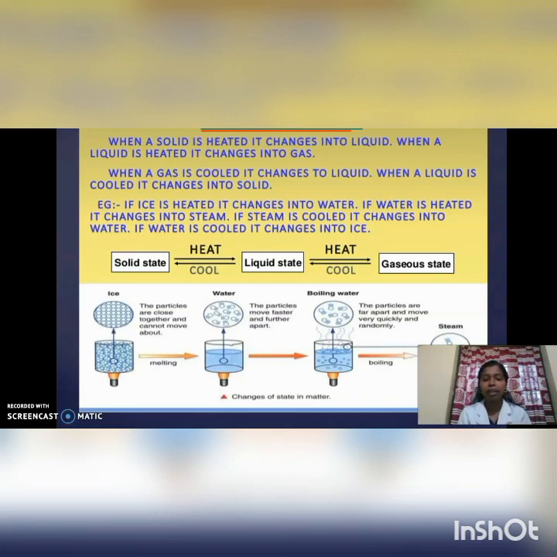What happens during this process of change of state of matter? When ice melts, the particles come closer together and cannot move much, and it starts to melt and further forms water. And again on heating, the particles move further apart and it starts to boil and is converted to what? Gaseous form. So this is the process that takes place.